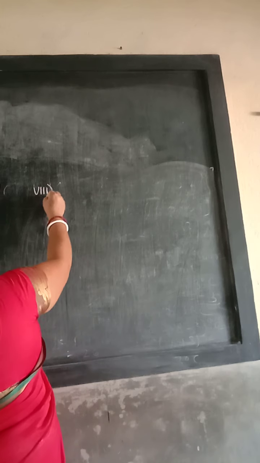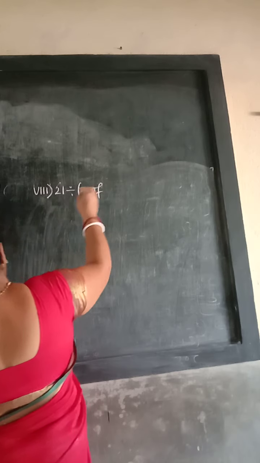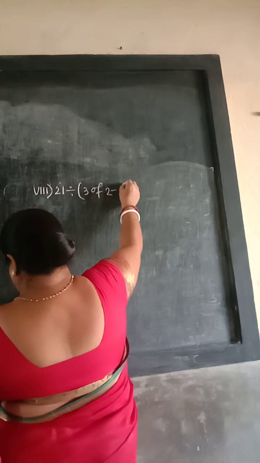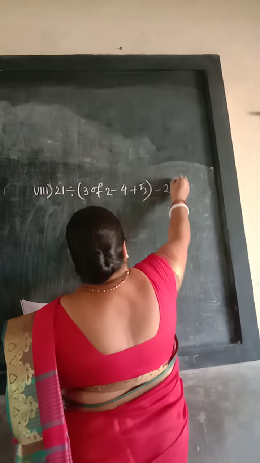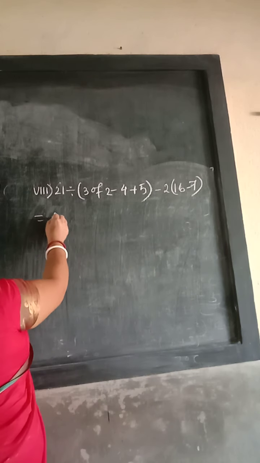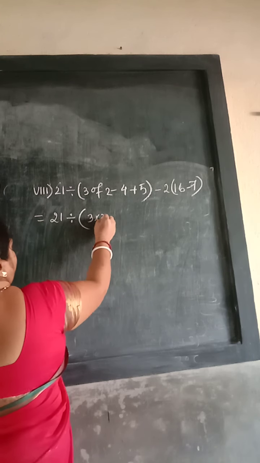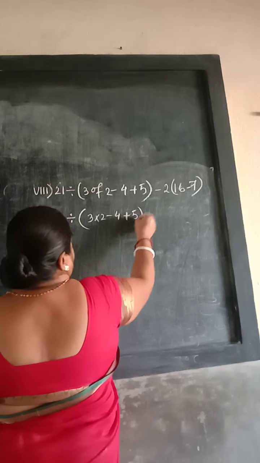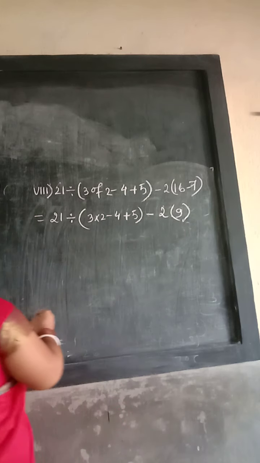Now question number 8, it says 21 divided by 3 of 2 minus 4 plus 5 minus 2 into 16 minus 7. So we will be solving 21 divided by, within the bracket, 3 of 2. So 3 into 2 minus 4 plus 5 minus 2, 16 minus 7, 9.